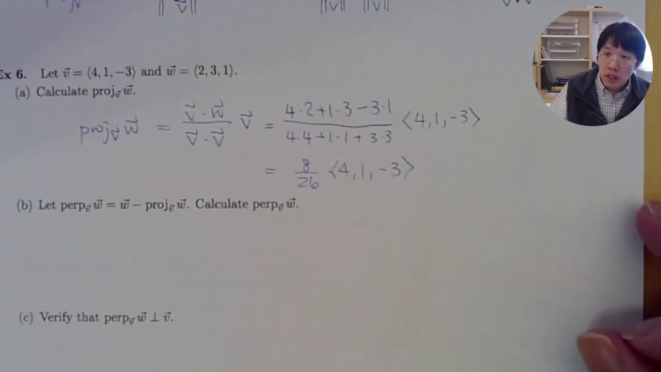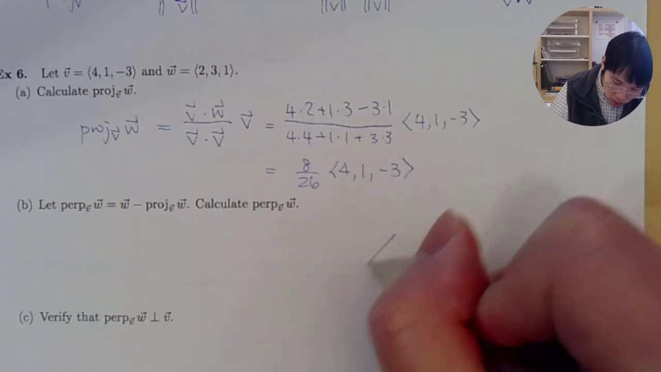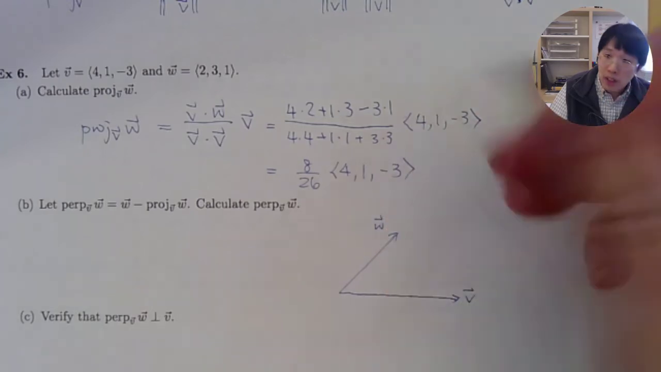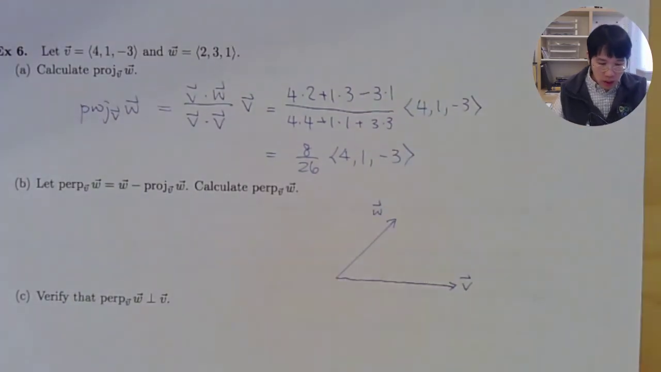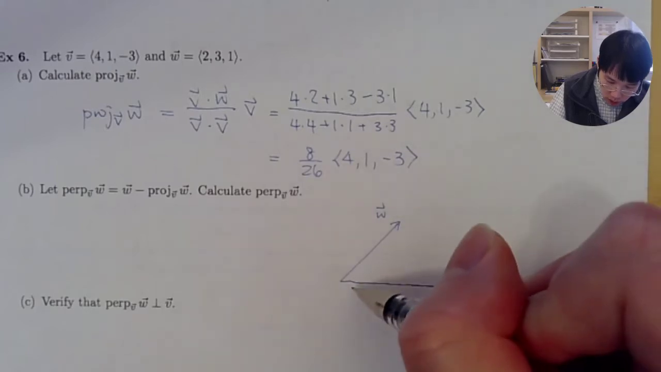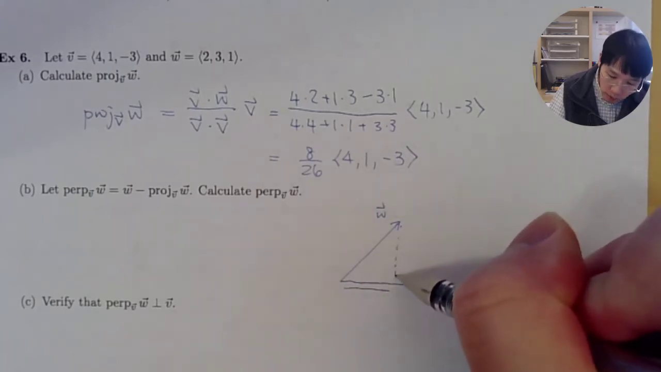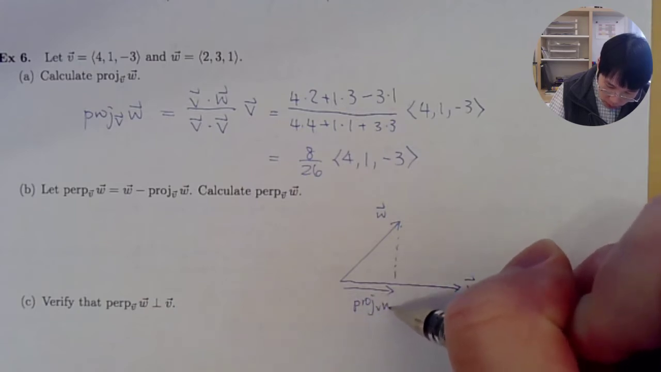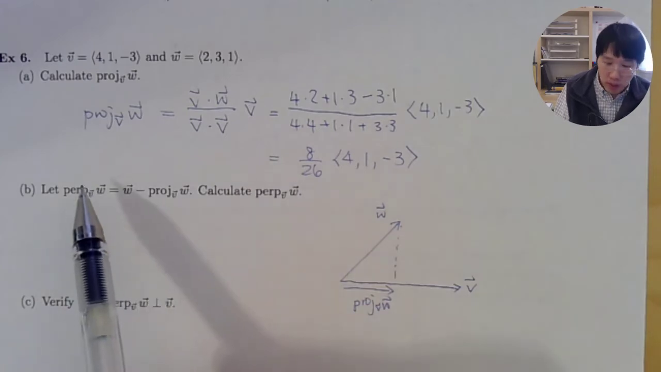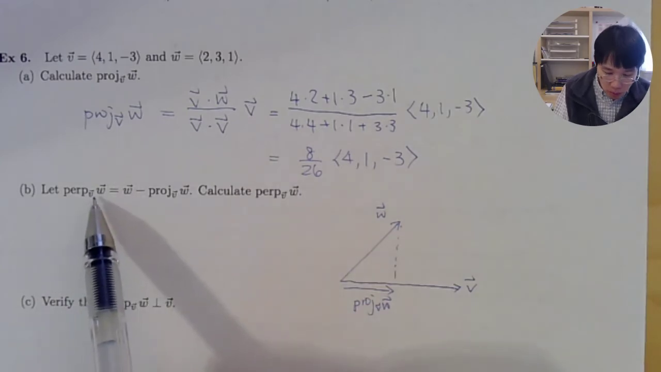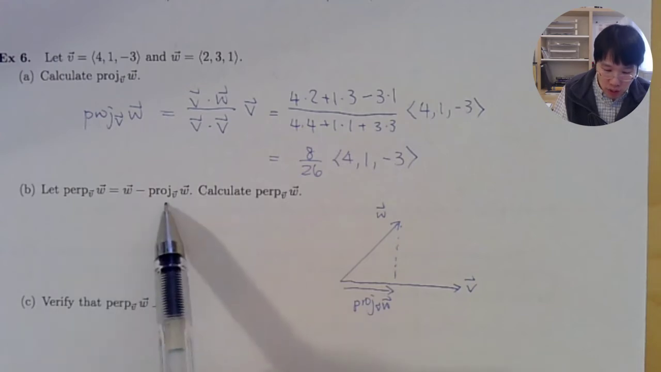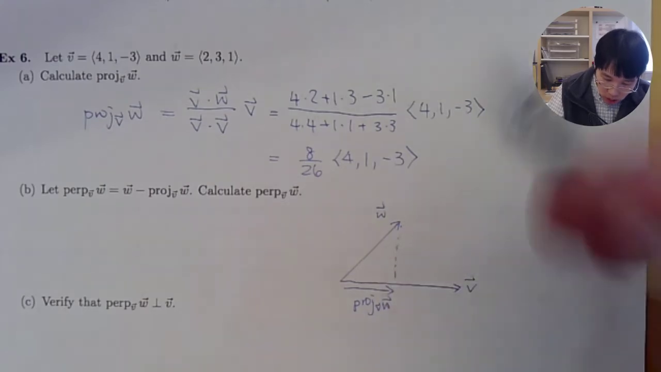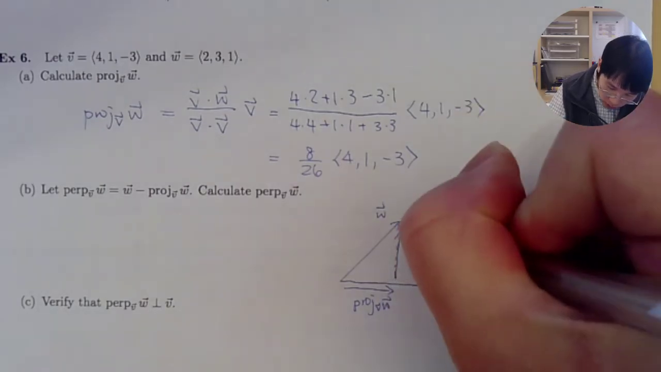Now here is a new idea, but it's pretty similar. It's consistent with what we were just thinking about. Let me draw the same picture again, V and W. And projection of V is right here. This is proj VW. Perp VW, the perpendicular portion, is W minus proj VW. You can directly calculate this, of course, but in terms of picture, that would be this vector right here.